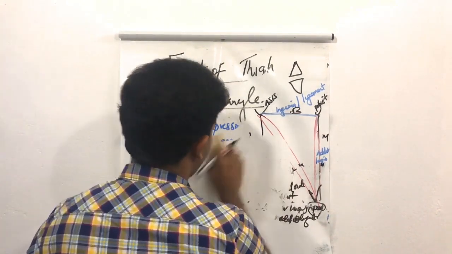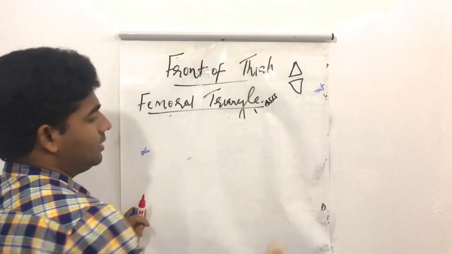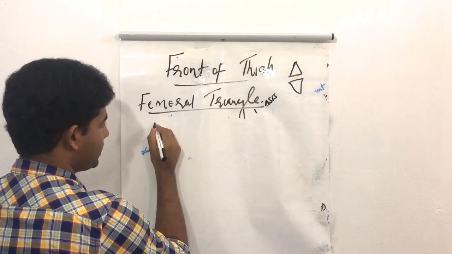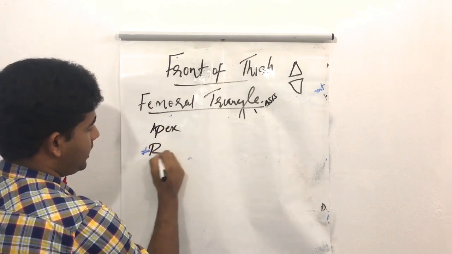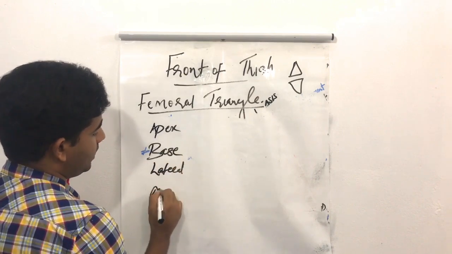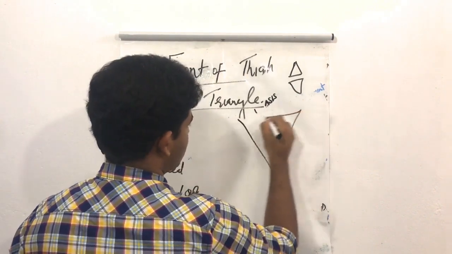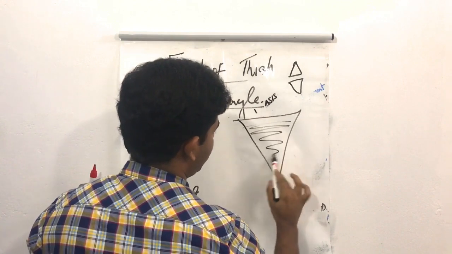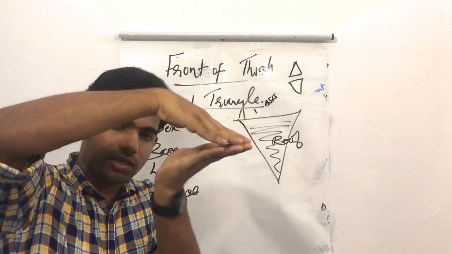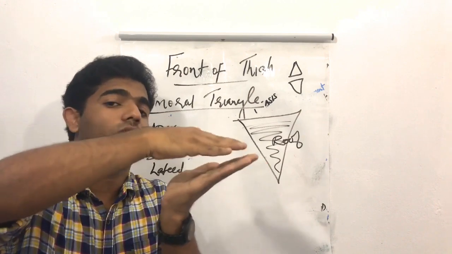And now you have to learn something more in the femoral triangle. Since it is a triangle, we already discussed it has an apex, a base, a lateral side and a medial side. See, this is the triangle. This part of the triangle can be known as the roof of the triangle. Just imagine how the triangle is located. So this upper part is known as the roof of the triangle, and this part can be known as the floor of the triangle.